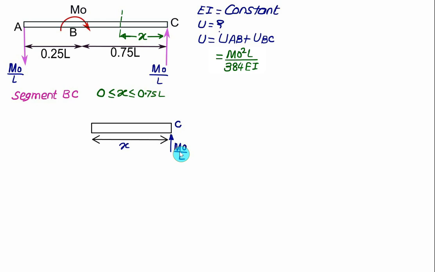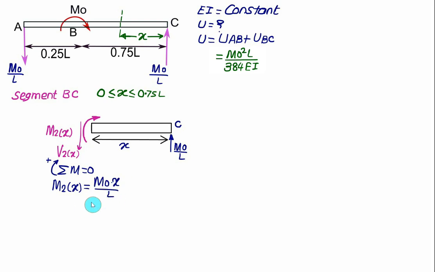This moment above the section plane is anticlockwise, so we'll take this moment as an internal moment, which will be equal to M2x, and one shear force we will show in a vertically downward direction, that is V2x. So sum of moment equal to 0. This time we'll take the clockwise moment as a positive value. So M2x is a positive value, which is equal to M0 multiplied by x divided by L, and our limit is from 0 to 0.75 L. Already we have solved for AB. Now we are solving for B to C.